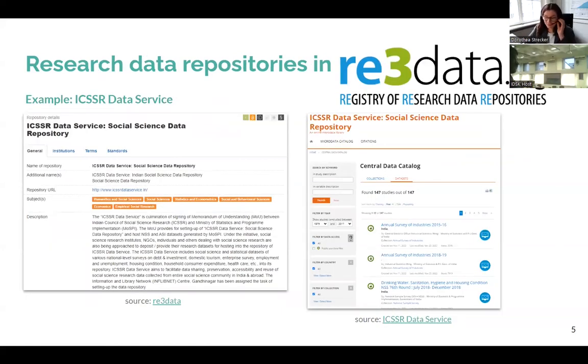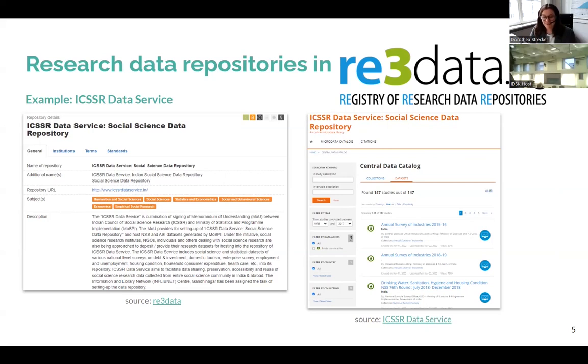So here's an example I want to highlight. I quickly want to show you how Re3Data works. As Jiban noted, Re3Data is a registry that provides detailed, curated, and machine-readable descriptions of research data repositories. And here I picked the ICSSR data service because I found it fitting. ICSSR is the sponsor of today's conference, so I wanted to highlight that.